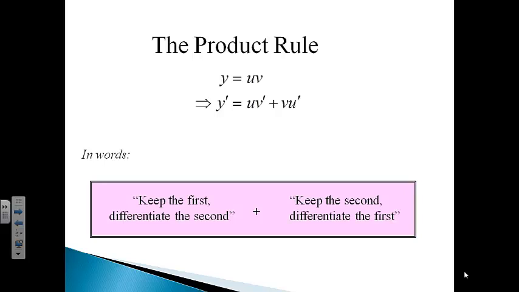So you always have to think you're going to break this into parts. One of them is going to take the derivative, the other one's going to stay the same, and then for the second one you flip that option around.